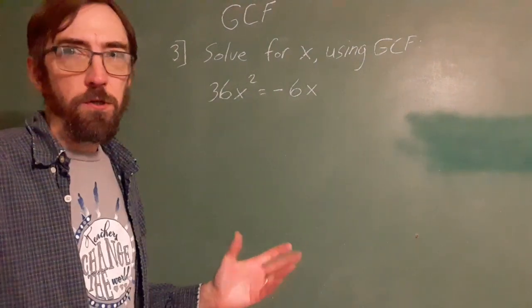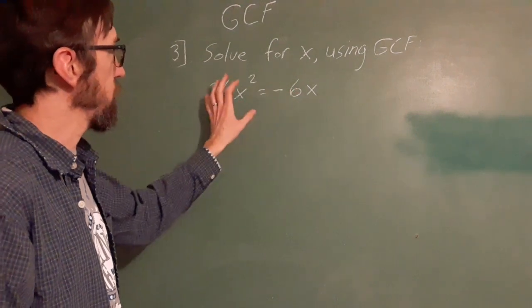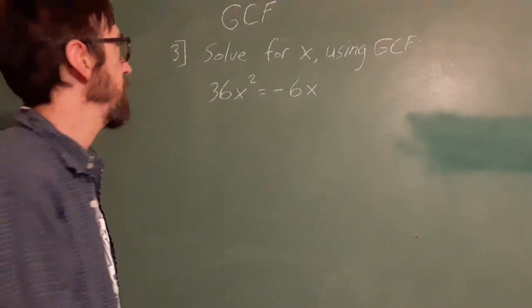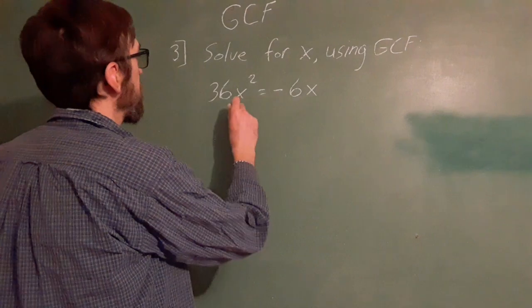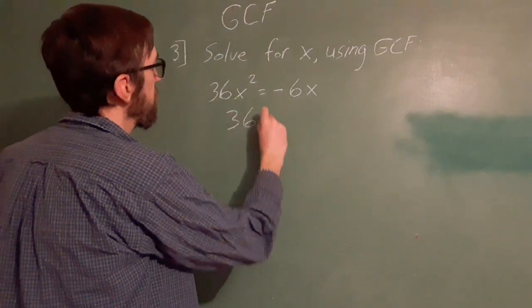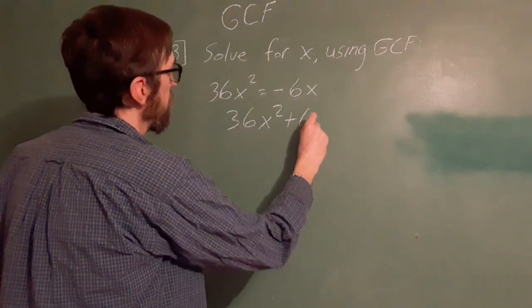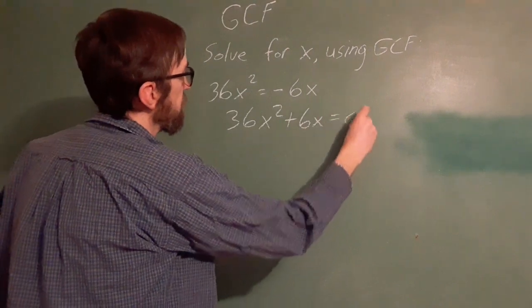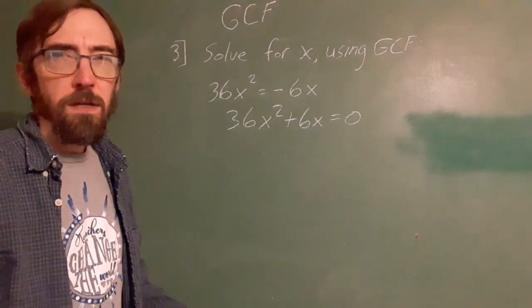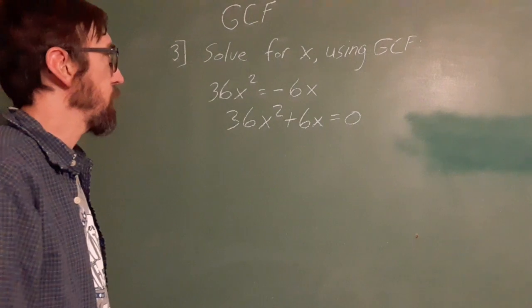The first thing that I'm going to do is move both of these terms to the left-hand side. So I'm just going to add 6x to both sides. And that leaves it equal to 0 there. Again, we have this nice quadratic here.